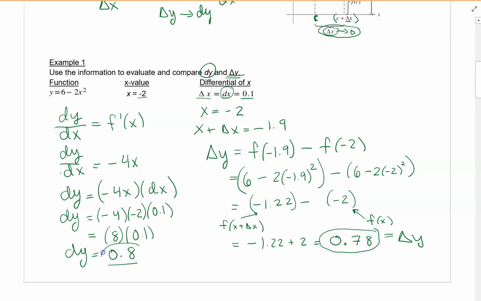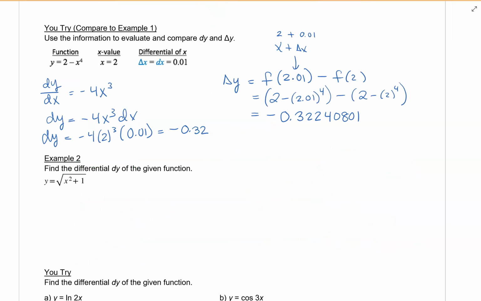But look how close my differential was able to get. It was only off by 0.02, or 2/100ths. And 0.1 is close to 0, but I can get even closer to 0 and get even closer approximations for delta y by using dy. How about you guys try one?